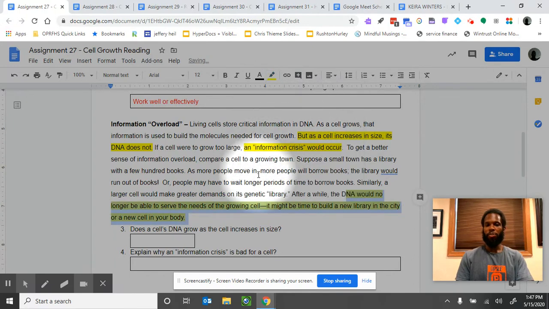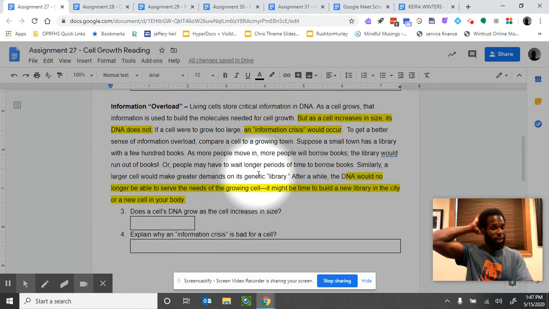So think of it like this too. If you were at a concert and there were 50 people and one security guard in charge of those people, that might be okay. But as a concert crowd gets bigger, say you get 2,000 people and you have one security guard, that's a problem. That's what happens inside the cell. It's called information overload. There's too many things for the cell to do and not enough people to do it.